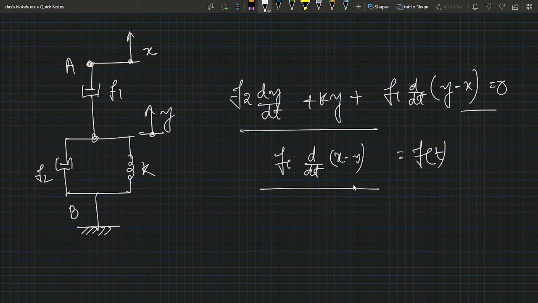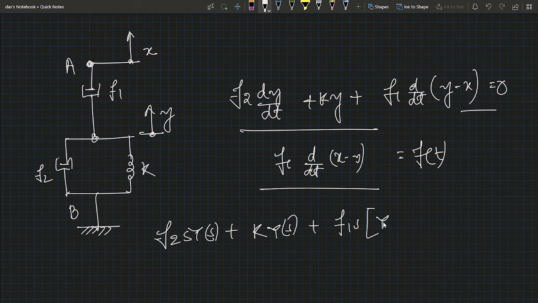These come from Newton's second law, assuming all initial conditions equal to 0. If we transform this equation into the Laplace domain, we get f2 s Y(s) plus K Y(s) plus f1 s (Y(s) minus X(s)) equals 0.